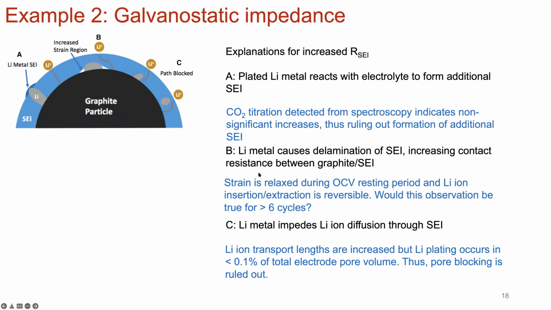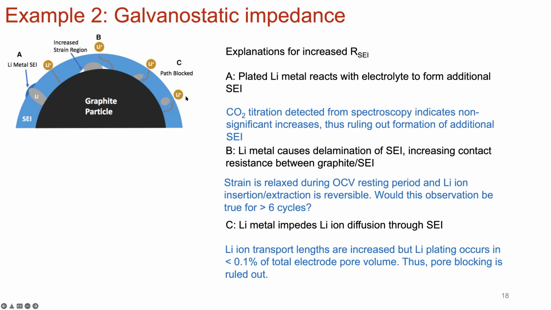Strain is a possibility, right? Because they do add an OCV resting period. And so they've done this type of charging and discharging for 3 up to 6 cycles. So more aging studies would have to be done to really know if this type of observation is pointing to the fact that your SEI is actually delaminating, but it's starting to point towards that.